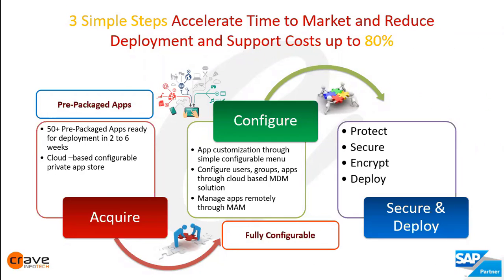You basically acquire those prepackaged apps and you can deploy within 2 to 6 weeks. They can be cloud-based or on-premise. Acquire them, configure them, and then protect, secure, encrypt, and deploy. So we can help you complete the end-to-end flow. Most of our applications meet between 60 to 90% of your requirements, and the rest, 10 to 40%, is achieved through configuration. In some cases, we do have to customize if you have a heavily customized backend.